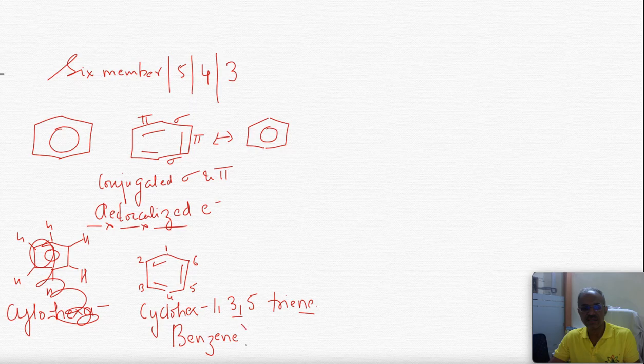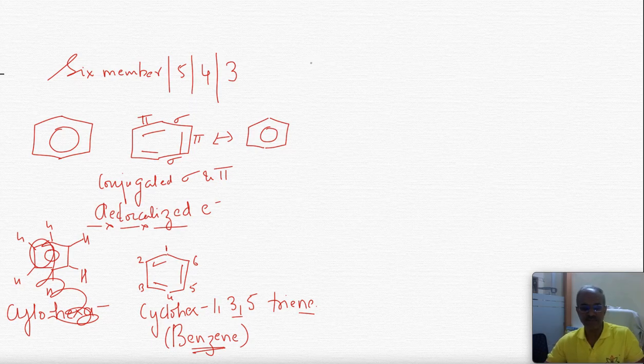But now IUPAC has considered a general name, benzene, which is universally accepted. Henceforth we will call it benzene, unless a question comes in your exam asking specifically what the IUPAC name of benzene is. Then you will have to write cyclohex-1,3,5-triene.